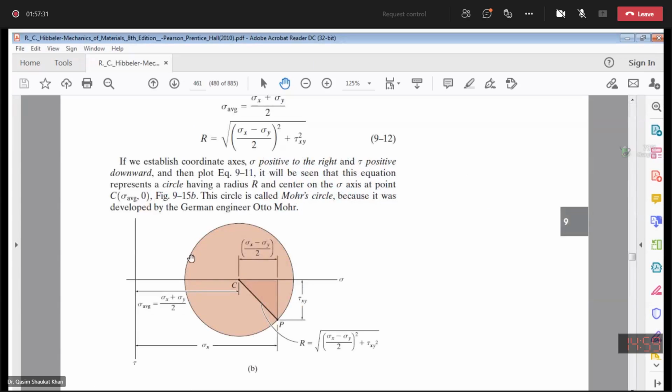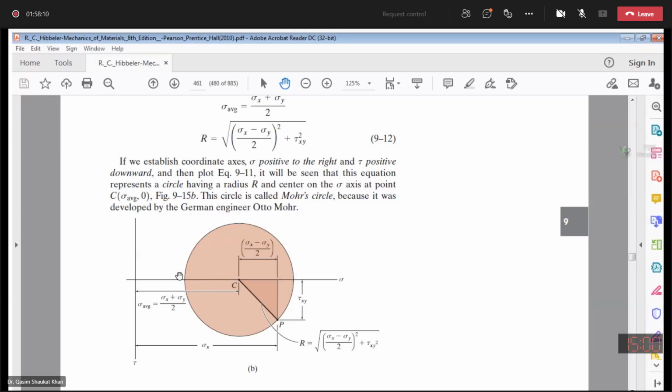Now we know what is sigma x, sigma y, and sigma average. Now see from the Mohr circle why it is convenient. We have said that shear stress will be zero over the principal planes. So this is my principal plane, over which shear stress is zero. Over the horizontal axis you will only have the value of the normal stresses. Your shear stress will be zero.